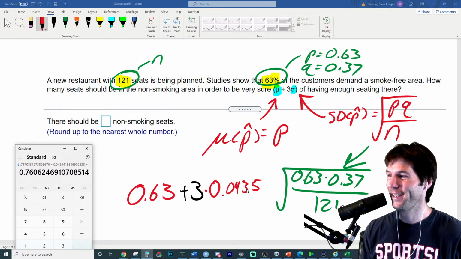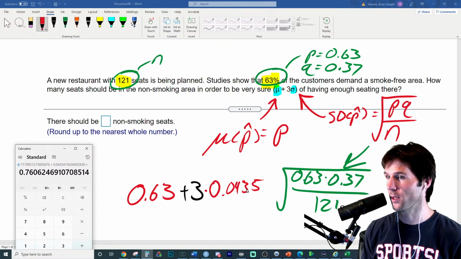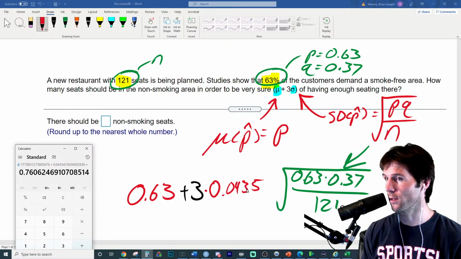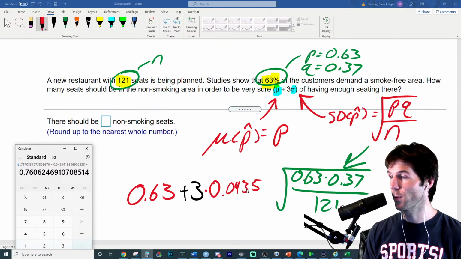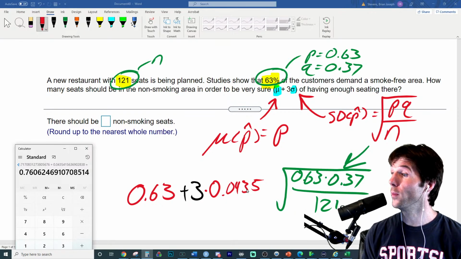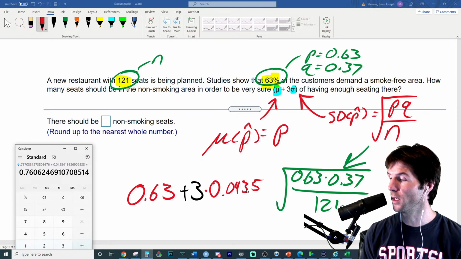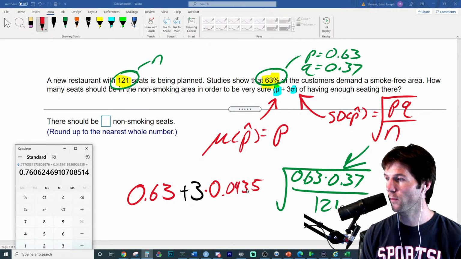If you ever feel like there's a decimal error, please let me know. This one has a trick at the end, which I do correct for people because I think it's a little bit unfair. We'll talk about the trick at the very end. I know I want 76% of my restaurant to be non-smoking. How could I find out how many seats out of the 121 I want to be non-smoking?